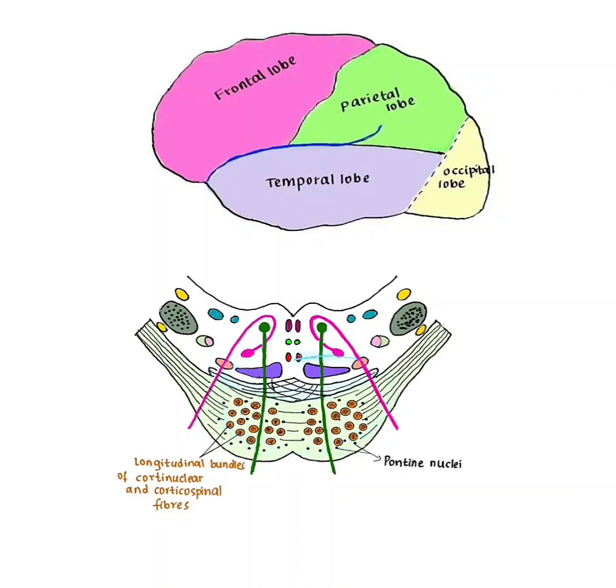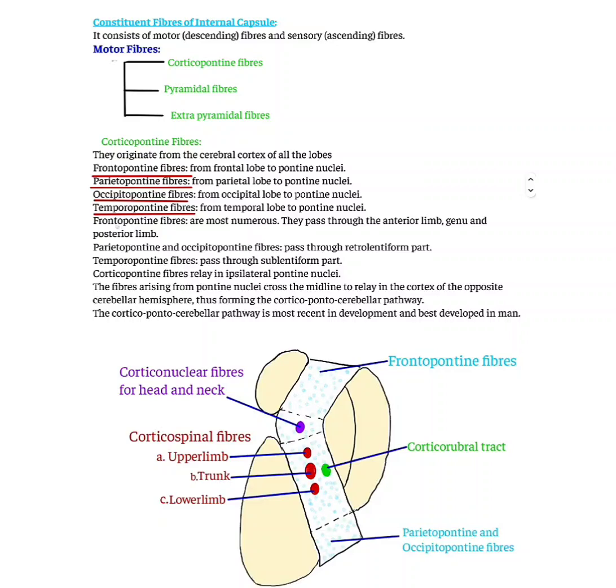This is a transverse section of pons showing pontine nuclei. From the frontal lobe to the pontine nuclei, frontopontine fibers. From the parietal lobe to the pontine nuclei, parieto-pontine fibers. From the occipital lobe to the pontine nuclei, occipito-pontine fibers. From the temporal lobe to the pontine nuclei, temporopontine fibers. The frontopontine fibers are most numerous.